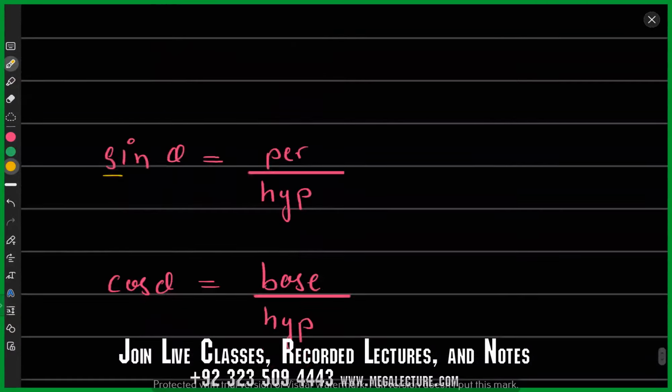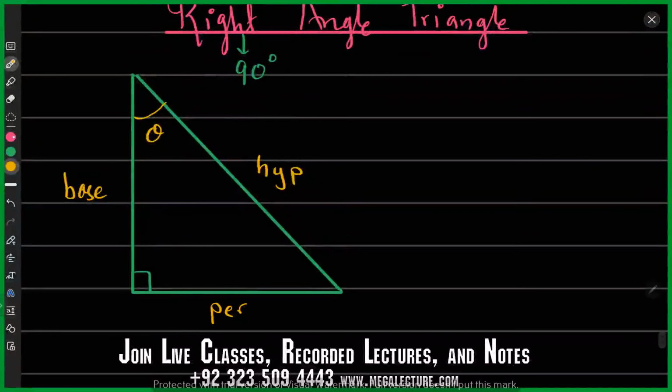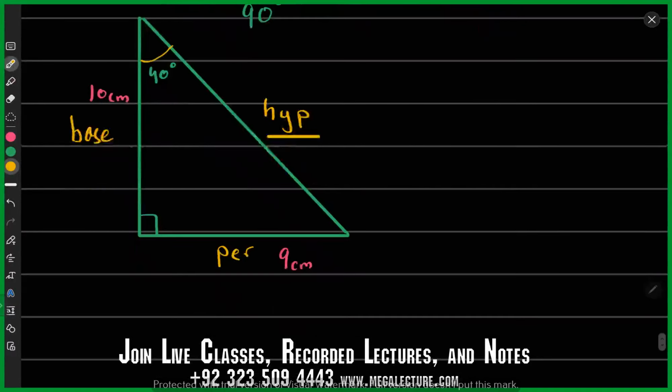So let's say that this is a triangle, and let's say this side is 9 centimeters and this side is 10 centimeters, and you need to find the hypotenuse side, and theta is 40 degrees. Okay, so theta is 40 degrees, base is 10, perpendicular side is 9 centimeters. I need to find the hypotenuse. For now, I'm pretty sure you guys would not be able to memorize the formulas immediately. So let's have a look at these formulas.